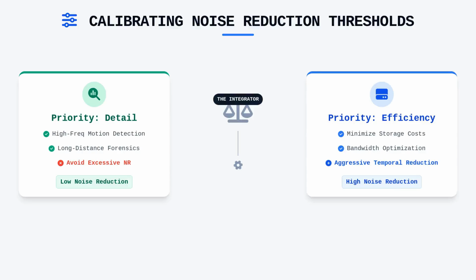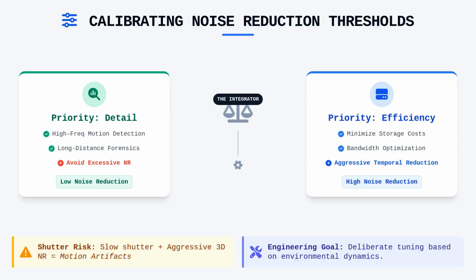One must also consider the interaction between noise reduction and the camera's shutter speed. If the camera is already struggling with motion blur due to a slow shutter, adding aggressive 3D noise reduction may exacerbate the appearance of motion-related artifacts. Therefore, the implementation of these algorithms is rarely a set-and-forget task, but rather a deliberate act of engineering that must be tuned to the specific environmental and temporal dynamics of the installation site.